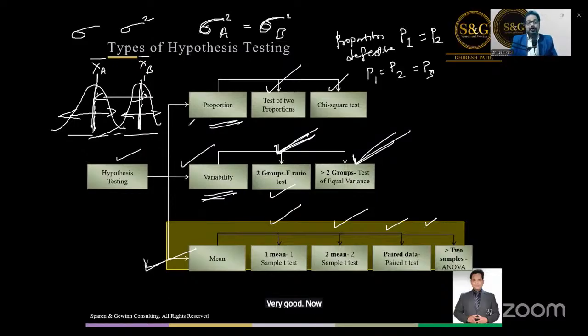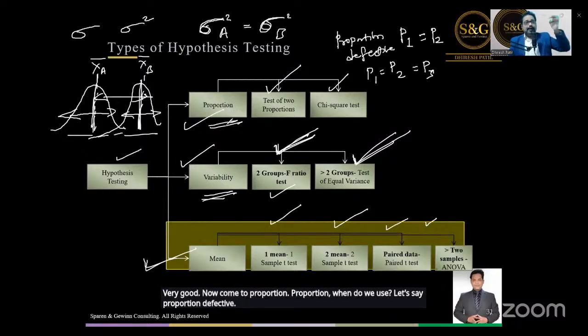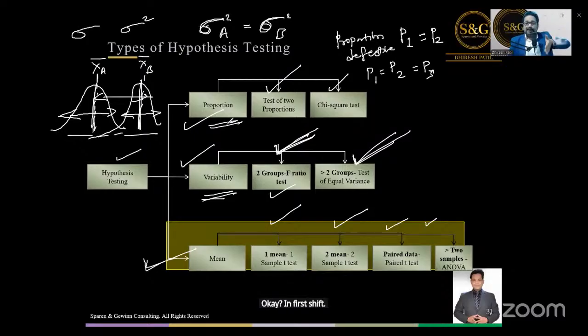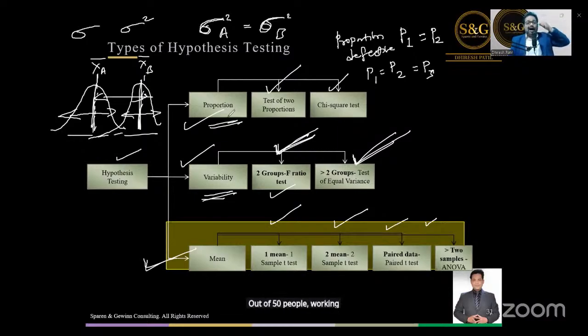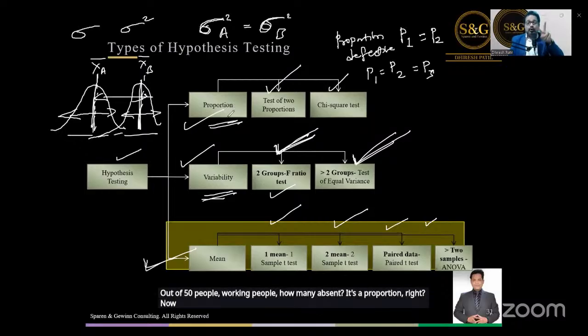Now come to proportion. Proportion, when do we use? Let's say proportion defective. In first shift, how many defective? Let's say proportion defective, proportion absenteeism. Out of 50 working people, how many absent? It's a proportion, right? Now you want to compare two proportions, shift 1 and shift 2.